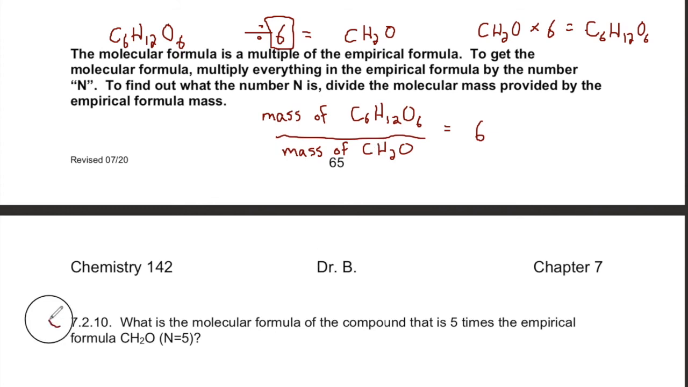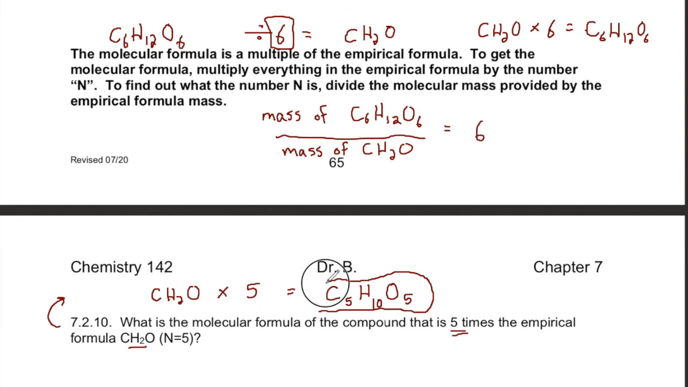First, we're looking at how to get the molecular formula if you know the multiple, if you know that it's 5 times the empirical formula, and again it's a carbohydrate, CH2O. So CH2O, the empirical, multiplied by 5 would give us a molecular formula with 5 carbons, 10 hydrogens, and 5 oxygens. So that would be the molecule if it's 5 times as heavy as the formula for CH2O.